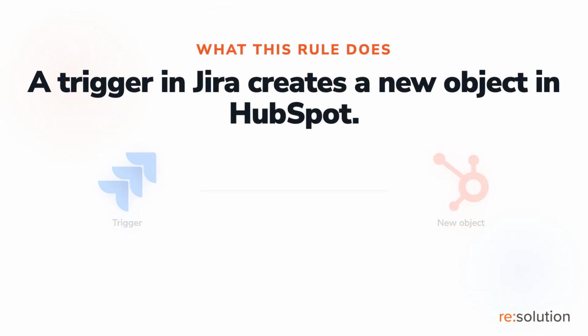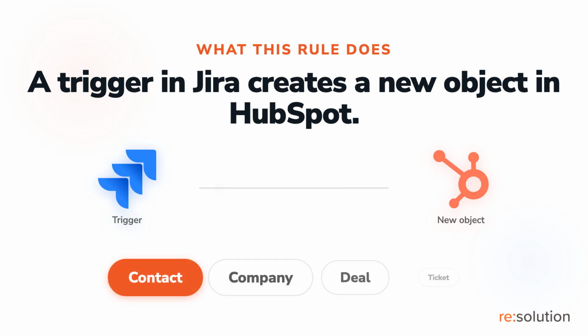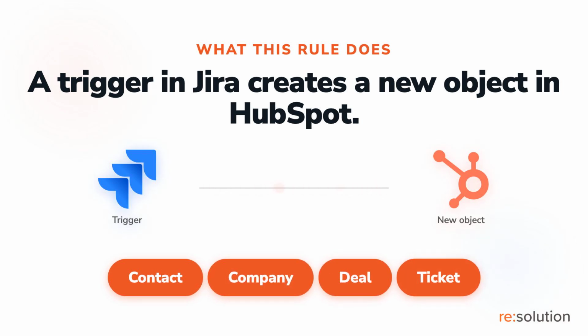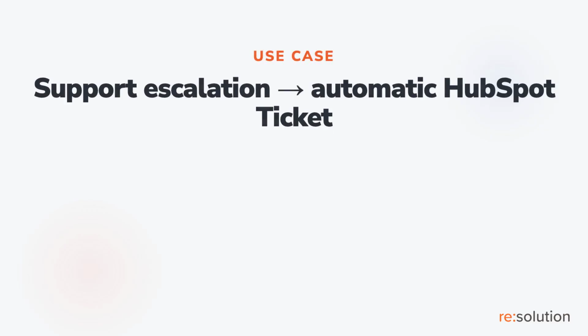So what does this rule actually do? In plain English, when something happens in Jira, this rule automatically creates a brand new object inside HubSpot. That something in Jira could be a new work item being created, a status change, a label being added, or really any trigger Jira's automation engine supports. And the new object in HubSpot can be a contact, a company, a deal, or a ticket. You choose which.